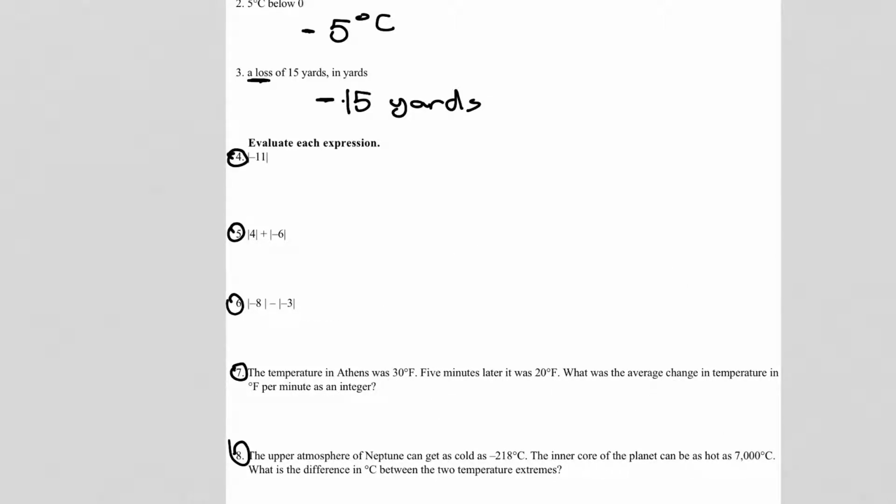Alright, let's go ahead and do problem number 8. The upper atmosphere of Neptune can get as cold as negative 218 degrees Celsius. So let's draw that. If this is 0 degrees Celsius, let's go down 218. So let's call this negative 218 degrees Celsius. Alright, so it can get as cold as negative 218.